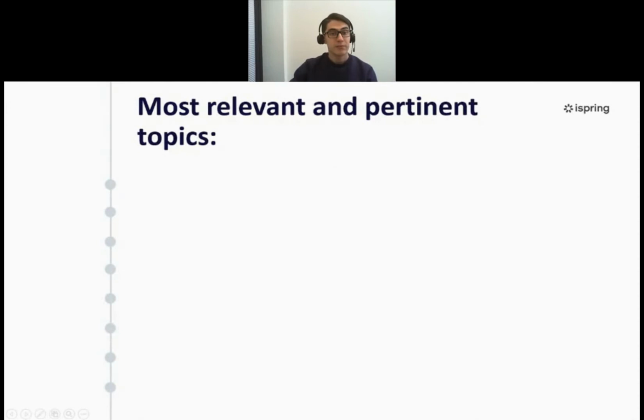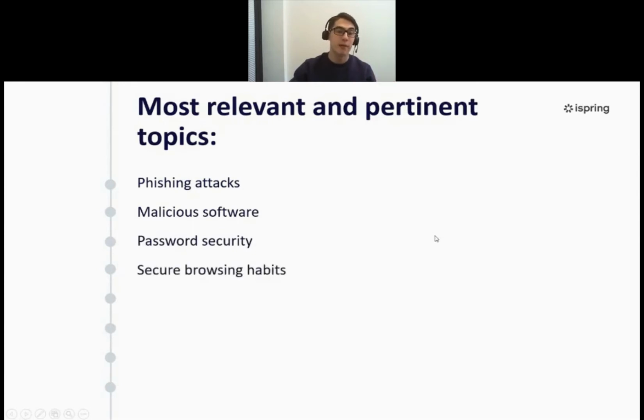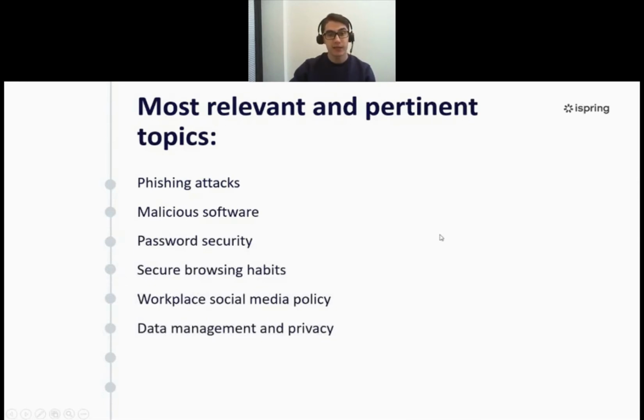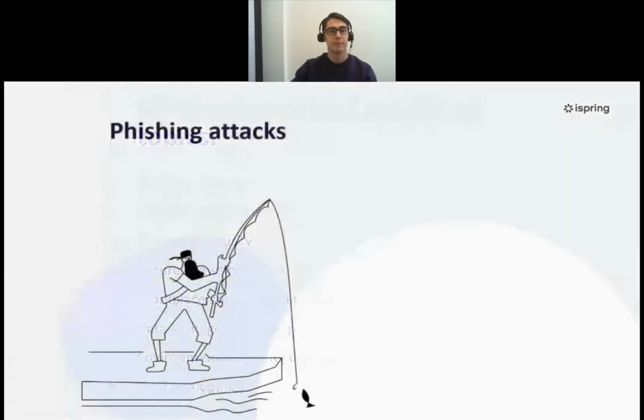There are 8 most relevant topics based on today's cyber and data security landscape. They are phishing attacks, malicious software, password security, secure browsing habits, workplace social media policy, data management and privacy, environmental security controls, and clear desk policy. So let's briefly cover them.